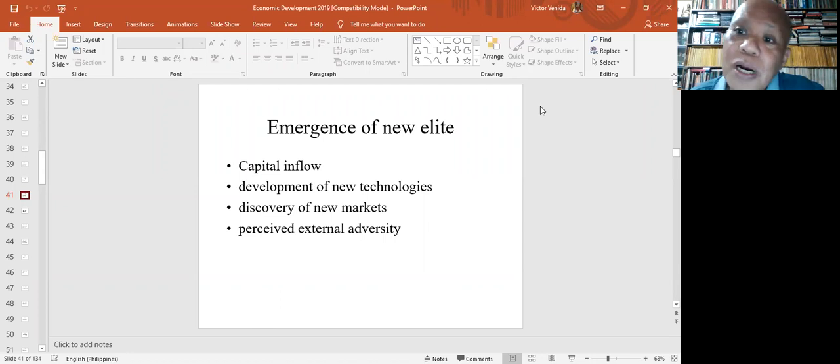And discovery of new markets would mean greater engagement in trade. Okay. So by engagement in trade, it would mean that domestic producers would have a larger global market to send their exports, purchase their inputs, and the like.